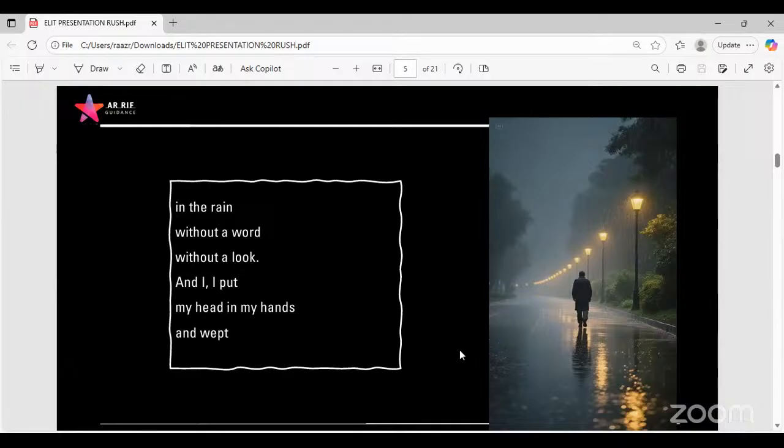Throughout the earlier stanzas, guys, the man performs everyday actions, pouring coffee, stirring sugar, smoking a cigarette, but he does everything silently, without connection, without love. So the silence grows heavier and heavier. So this final stanza shows the result of all that silence, emotional pain and heartbreak. So the main message becomes clear. When communication disappears, love begins to break.